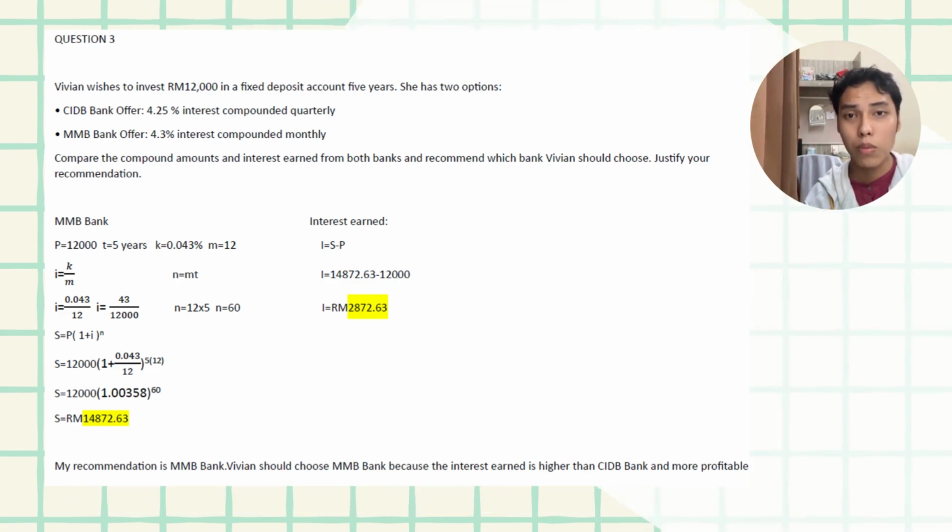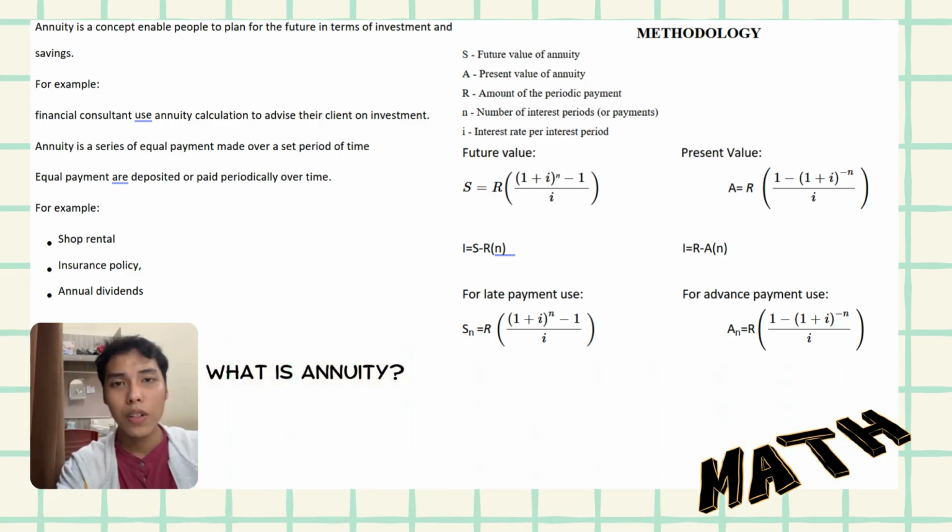CIDB Bank and is more profitable. Introduction of annuity. What is annuity? Annuity is a concept that enables people to plan for the future in terms of investment and saving. For example, financial consultants use annuity calculation to advise clients on investment.